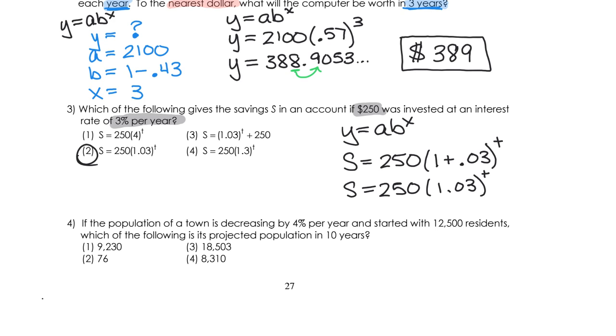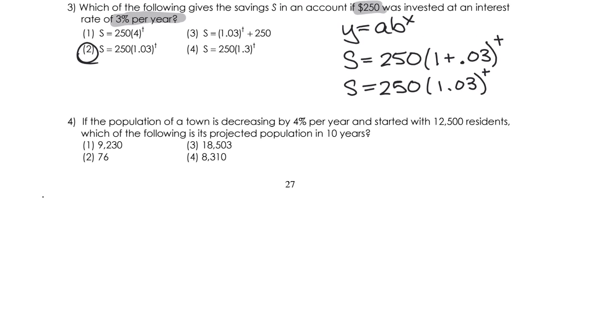All right, let's take a look at the last one on the page, number 4. It says if the population of a town is decreasing, so we know that this is decay, so we'll have to make sure we do that in our formula, 4% per year, and started with 12,500 residents. Which of the following is a projected population in 10 years? All right, so because they're using a percentage, we know that this is y equals ab to the x.